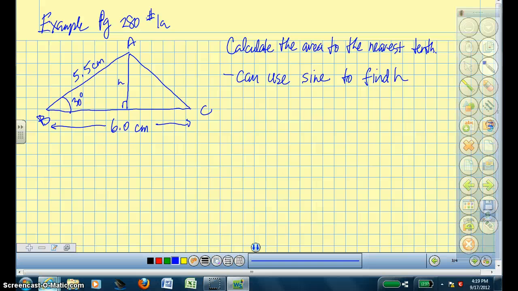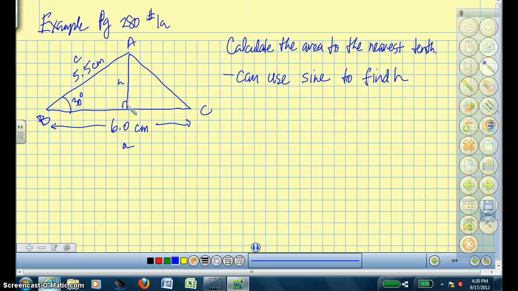This is question number 1A from page 280. I've already drawn in the diagram from the textbook. They give this side, which would be little c, is 5.5 centimeters, and this side, which is little a, 6.0 centimeters. We know that angle B is 30 degrees, and we're asked to calculate the area to the nearest tenth. So in order to find the area, we need to find this height.